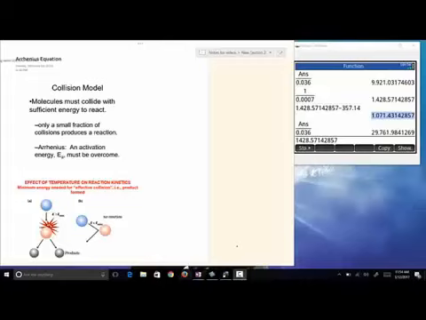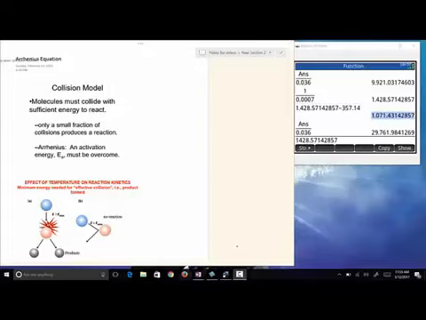With each lesson, we're adding another factor to our calculation. We started out looking at rate versus concentration with our differential rate laws, and then we brought in the factor of time versus concentration with our integrated rate laws. What we're going to look at now is bringing in the temperature and our orientation.